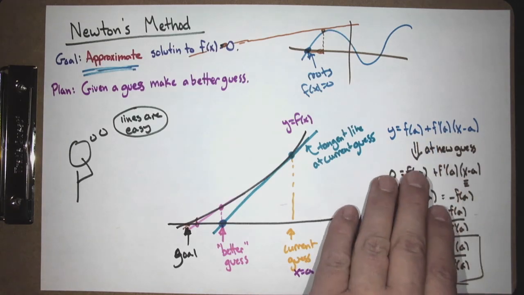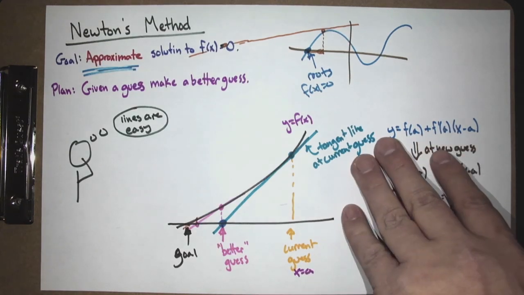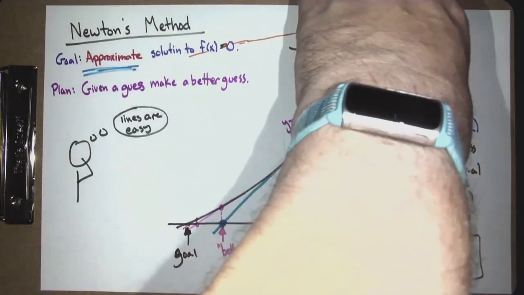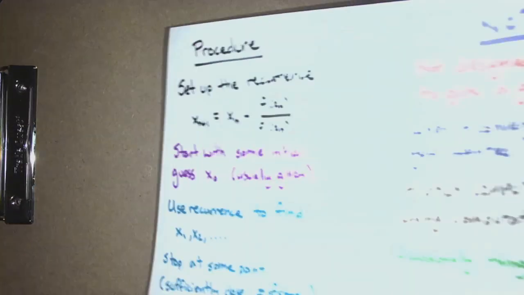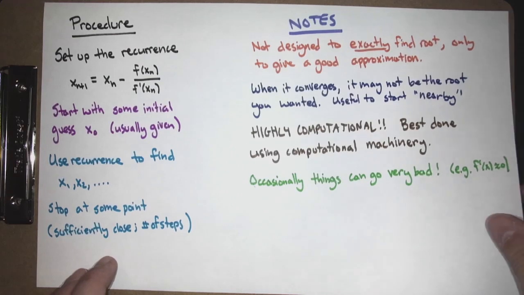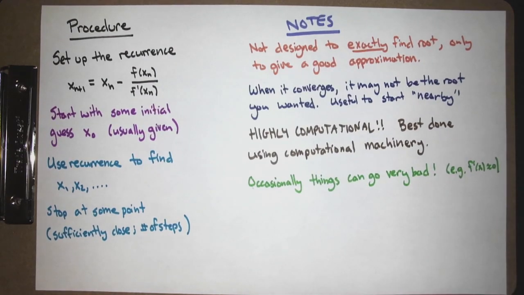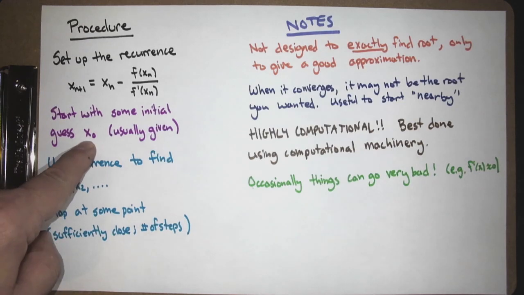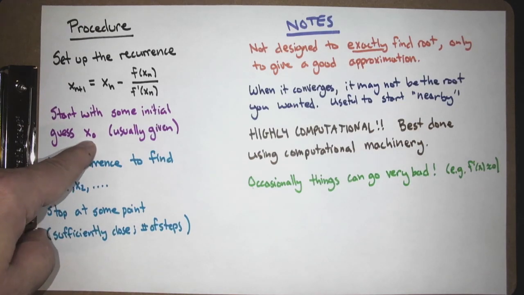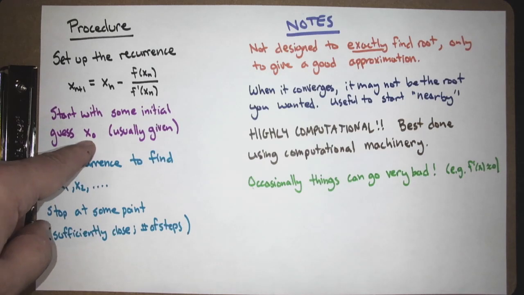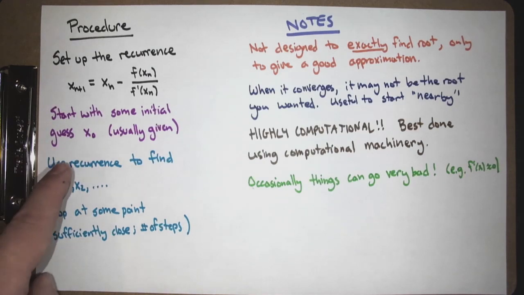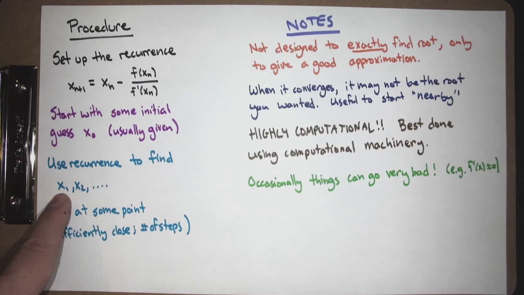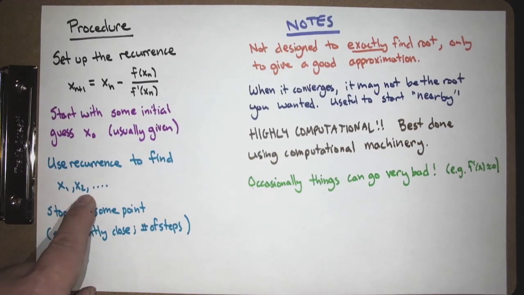All right, so the actual procedure. We're going to have a sequence of guesses. We're going to indicate this by using subscripts. So x sub 0 is our guess at 0. It's our initial guess. It's almost always given to us. And we say, all right, then we're going to have our guess after one round. We'll call that x1. And our guess after 2 rounds, we'll call it x2, and so forth and so on.